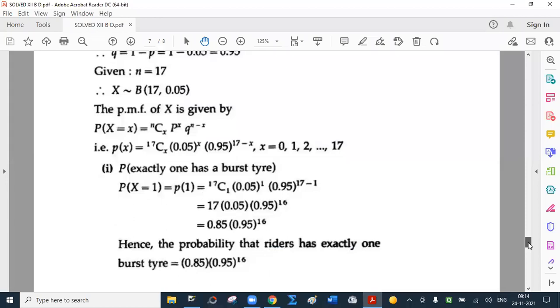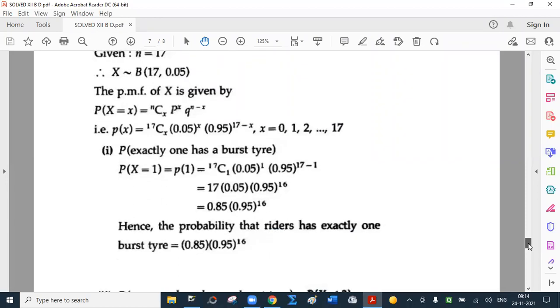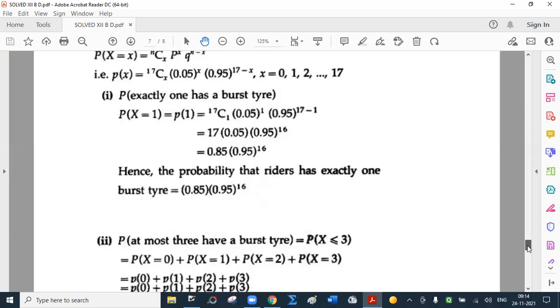Now 17 into 0.05 is 0.85. So this is the answer. If only this part is asked for 3 marks, it is better if you find the answer using log tables. So you may say P equal to this. So log P is log of 0.85 plus 16 log of this and so on.